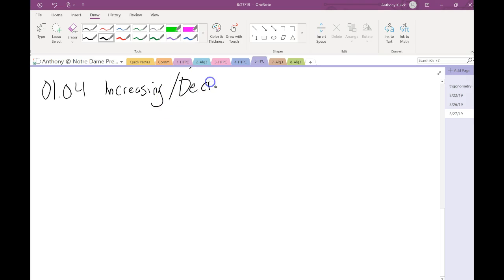So this section 4 that we'll talk about today is about increasing, decreasing, and constant, as well as extrema. That's not spelled right. That's better.